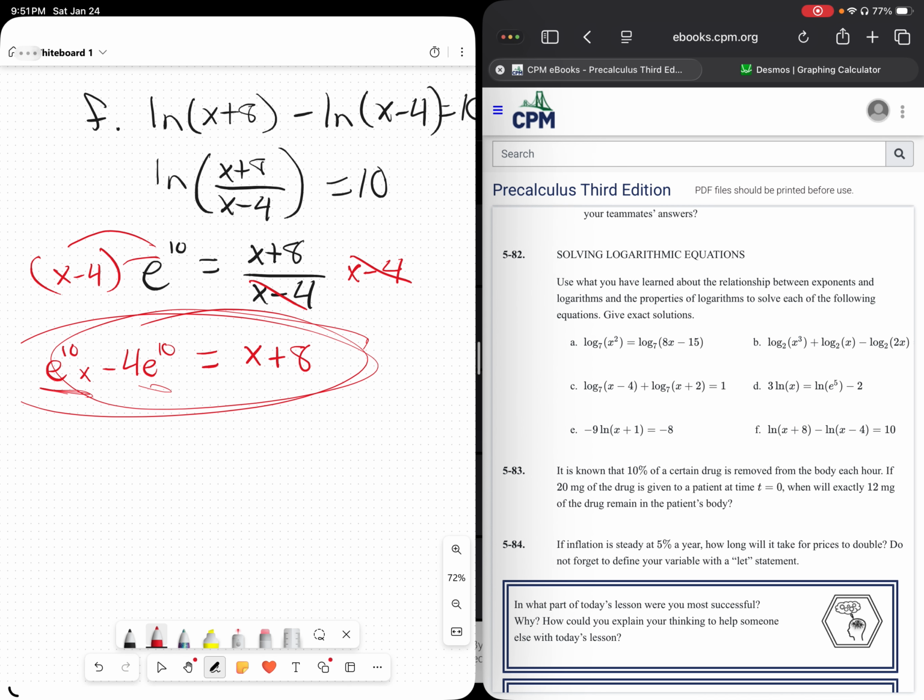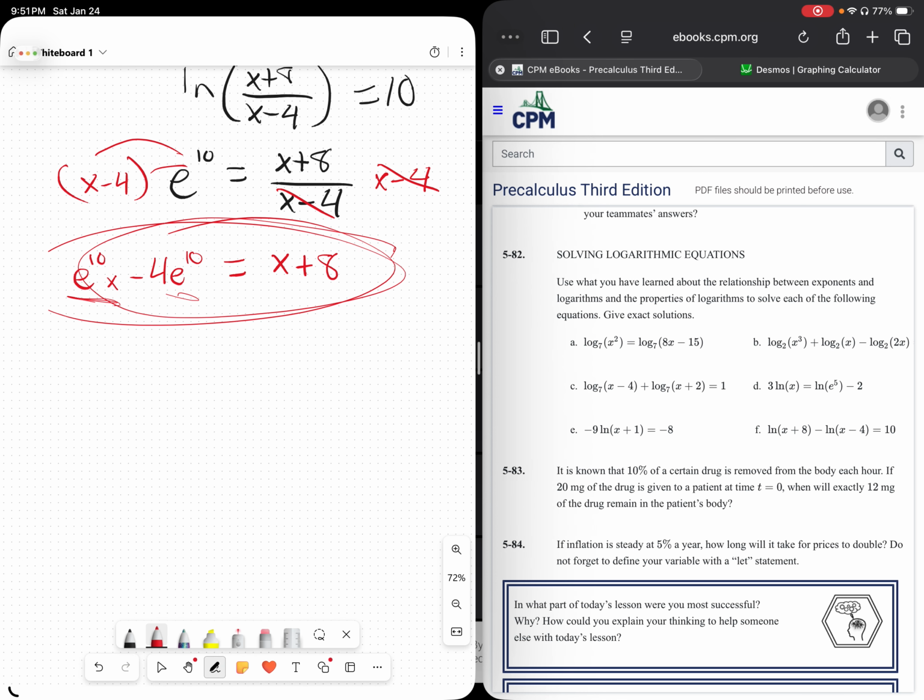Okay, let's look at 83. So 83, it is known that 10% of a drug is removed from the body each hour. Okay, if 20 milligrams of the drug is given to a patient at time 0, okay, so this is an exponential. So we've got to remember a times b to the x. So we have 20 milligrams at time 0, right? And 10% is removed. So that, remember, that's a decay, but that's 90%. So 0.9 to the x, right?